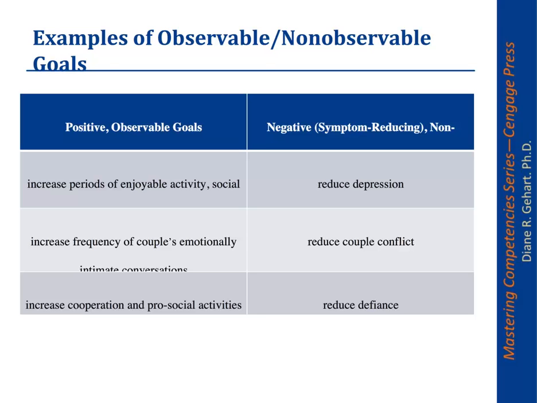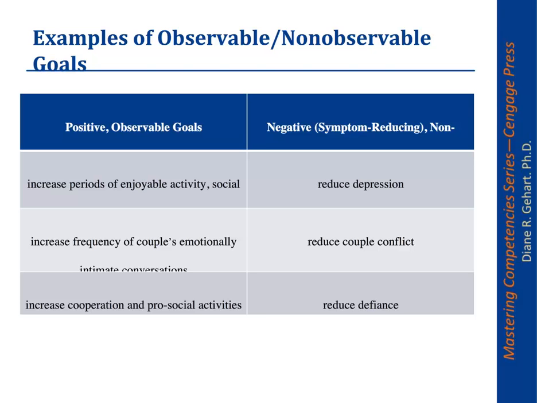So a negative symptom reducing goal would be to reduce depressed mood or to reduce depression. But the more positive behavioral goal is to increase periods of enjoyable activity, social interaction, etc. Again, reducing couple conflict would be a negative symptom-based goal, whereas increasing frequency of the couple's emotionally intimate connection and communications would be a much more positively stated goal.